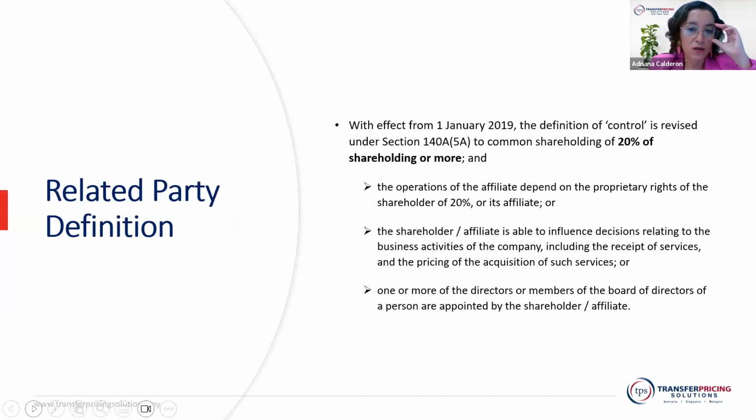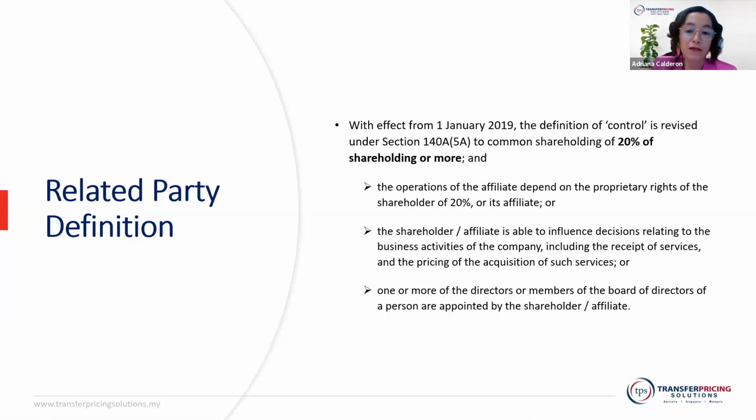I think the last point that we need to keep in mind is what are controlled transactions for the purpose of transfer pricing in Malaysia. And I guess the definition of control has been revised under section 148 to a common shareholding of 20% or more, and the operations of the affiliates depend on the proprietary right of the shareholder of 20% or his affiliates, or the shareholder or affiliates are able to influence decisions relating to the business activity of the company, including receipt of services and the pricing of the acquisition of such services, or one or more of the directors of or members of the board of directors of a person are appointed by the shareholder and affiliate.